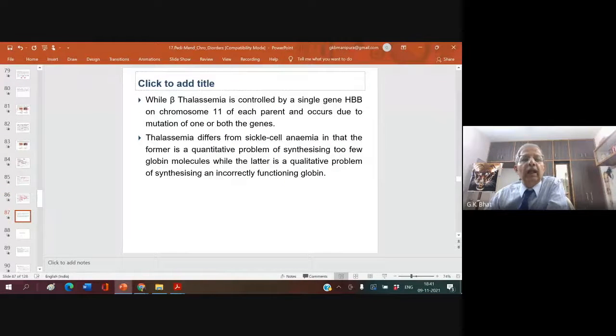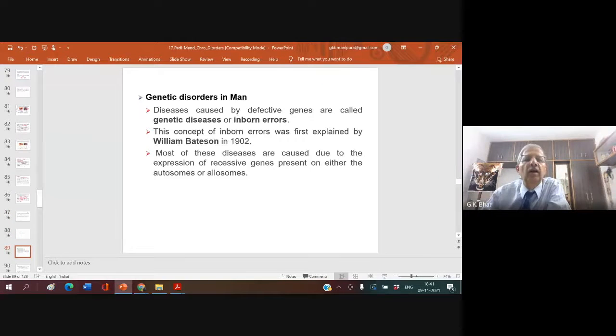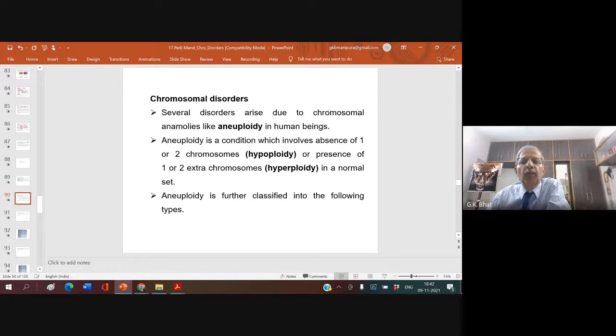Okay? While beta thalassemia is controlled by a single gene, HBB, on chromosome number 11. One gene, how many alleles? 2 alleles. Understood? Clear? Coming to the chromosomal disorder. Chromosomal disorder is an inborn disorder, a genetic disease seen right from birth. And remember, it was first explained by William Bateson in 1902. And what you should know, in chromosomal disorder, you come across aneuploidy. Several disorders arise due to chromosomal anomalies like aneuploidy.